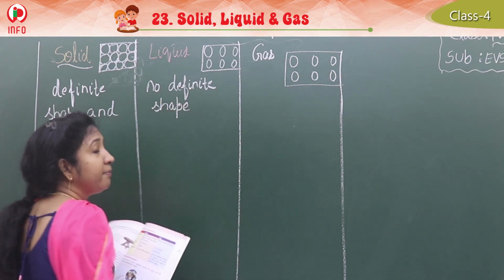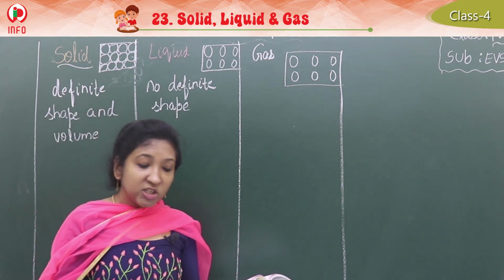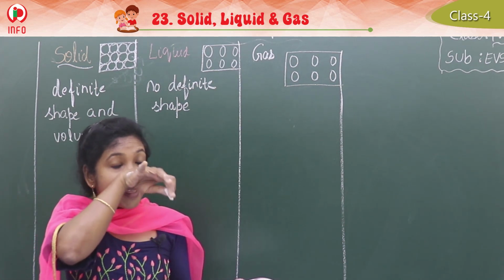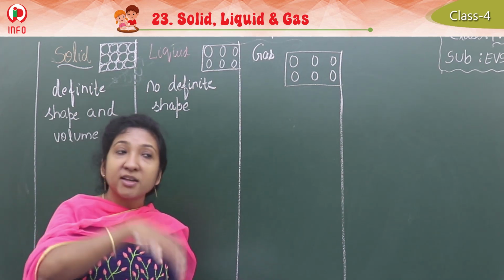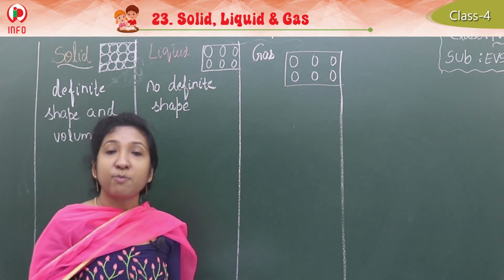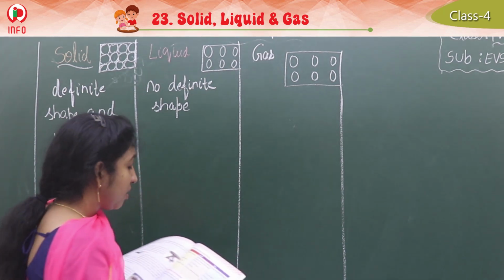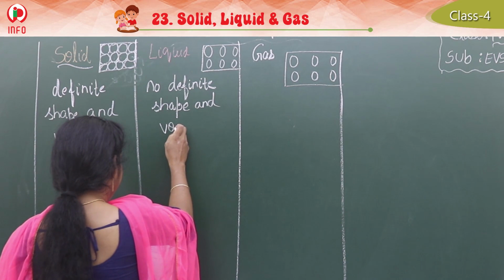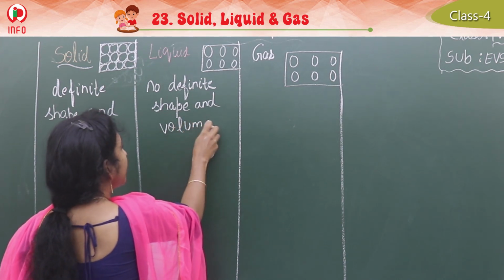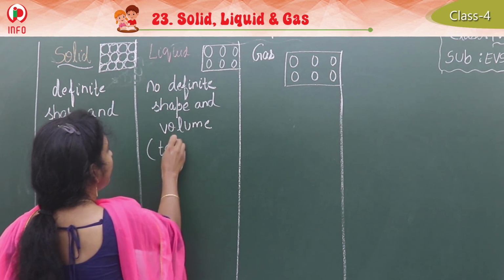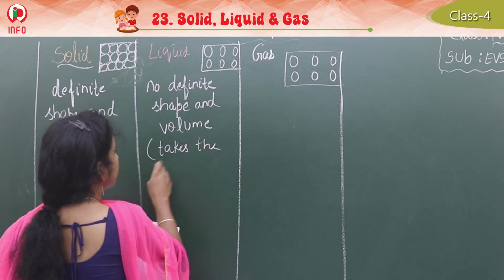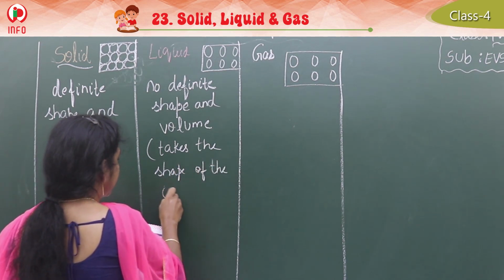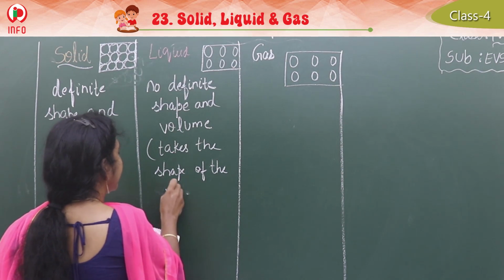But what about the volume? It will take the shape of the vessel or the container. When we pour water into a glass, the water will take the shape of the glass. So it has a definite volume, we say. Volume in the sense it takes the shape of the container.